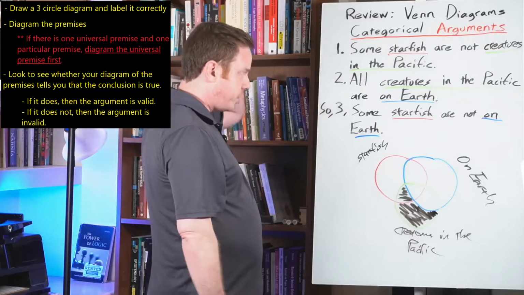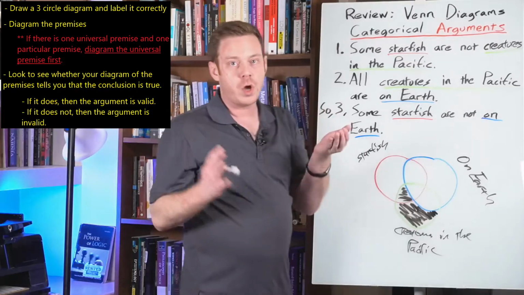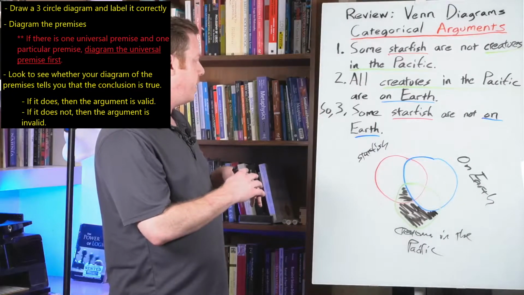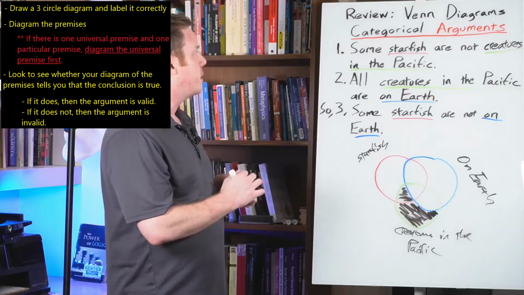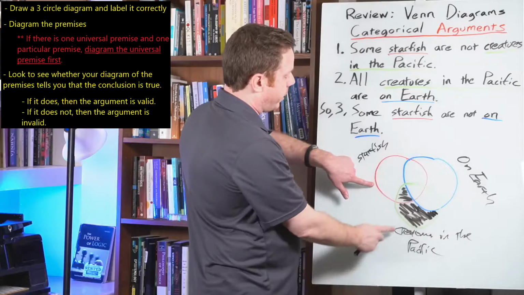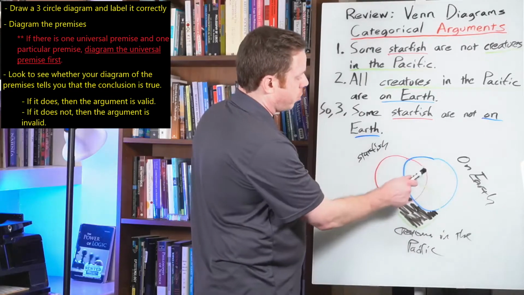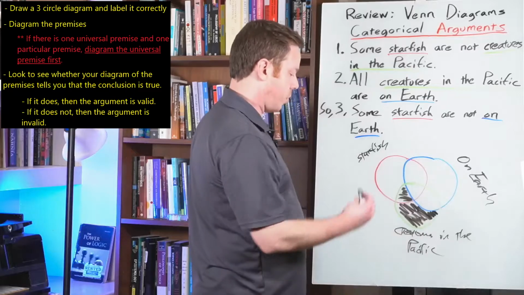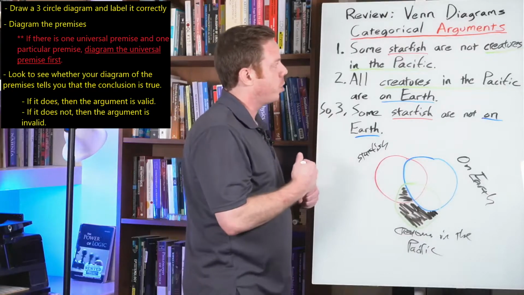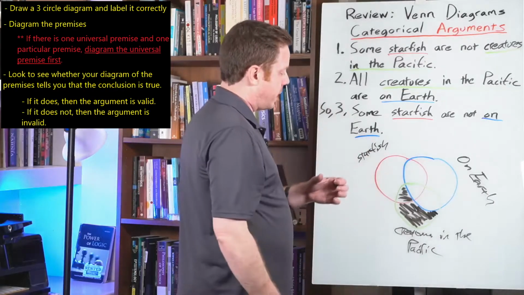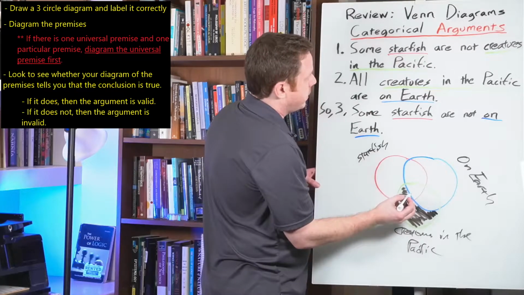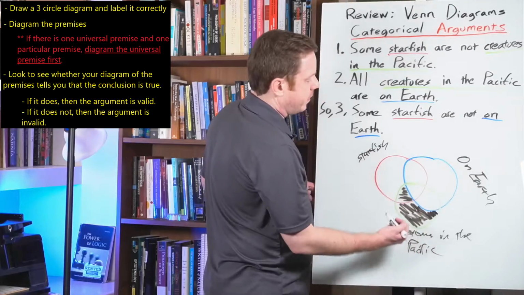So that's premise 2. Now we go back to premise 1, our particular premise. Some starfish are not creatures in the Pacific. So it's saying some things in the red circle are not in the green circle. So we're looking at red and green. Some things in the red circle are not in the green circle. So that means we're going to put an X somewhere, right? Because it's a particular. So we want to put an X to represent at least one thing. In this case, starfish. At least one starfish is not in the green circle. It's not in the Pacific.